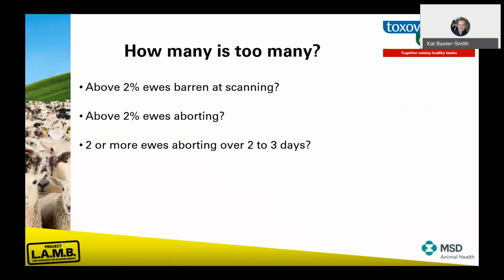Particularly if you have 2 or more ewes aborting over a 2 to 3 day period, this would start to cause a red flag, and you should think of enzootic abortion, which can cause these sorts of abortion storms. If you have several ewes aborting over a short period of time, this really needs to be investigated quite quickly. So if yes, then do investigate for an infectious cause, because it's highly likely there's something going on here.